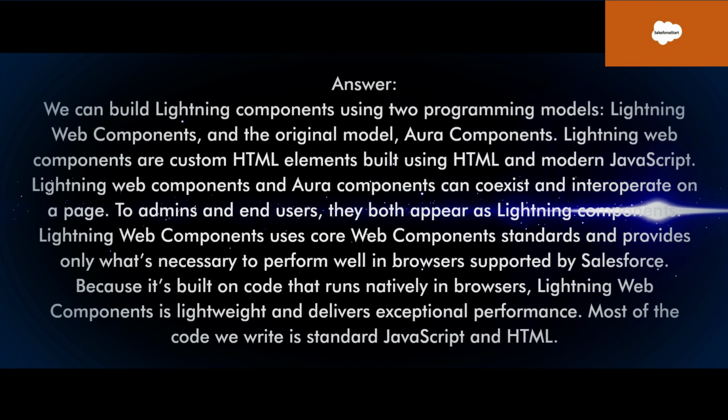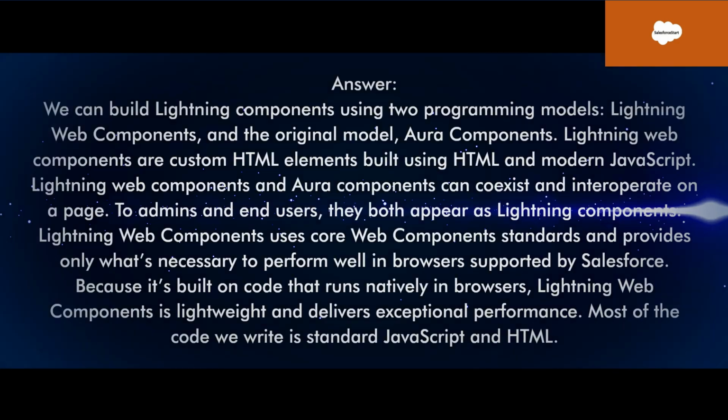Answer. We can build Lightning components using two programming models: Lightning Web Components, and the original model, Aura Components. Lightning Web Components are custom HTML elements built using HTML and modern JavaScript. Lightning Web Components and Aura Components can coexist and interoperate on a page. To admins and end users, they both appear as Lightning components.